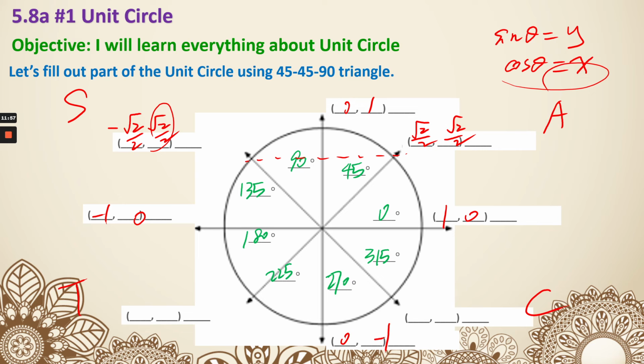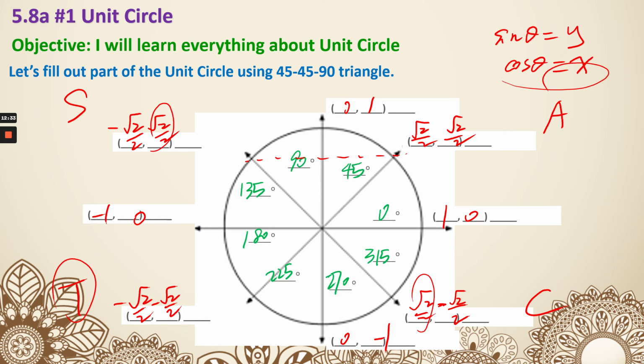Next, 180, we already wrote it down. 225. In this quadrant, only tangent is positive. That means my sine and cosine would both be negative. So let's write down the number. Square root of 2 over 2, square root of 2 over 2. So they're both negative. And 0, negative 1 is right there. Lastly, 315. Square root of 2 over 2, square root of 2 over 2. So in this case, since cosine is positive inside this quadrant, the cosine could just stay there, but the sine needs to be a negative.